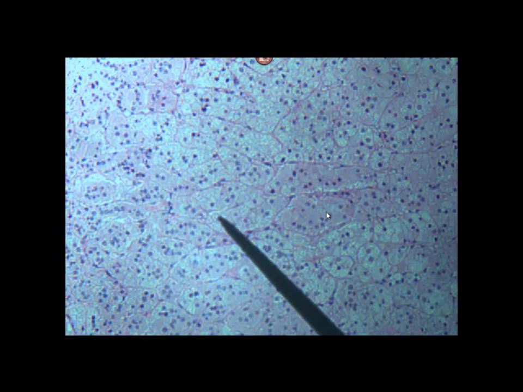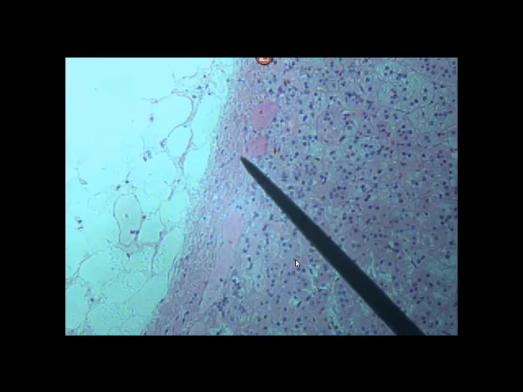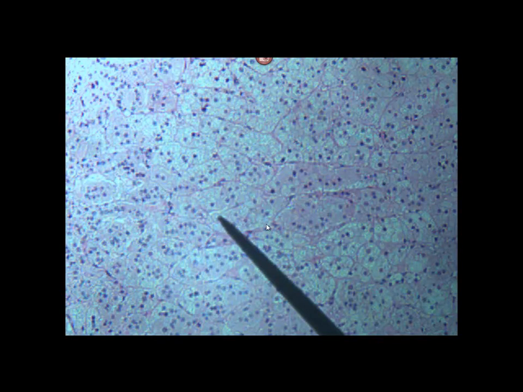And then if you go down a little further, you see these cells that look like columns going down. Those are the cells of the adrenal cortex. So I'm going to go back. Capsule, right below that, would be the adrenal cortex. If you keep going further to the right here, it would look like this.